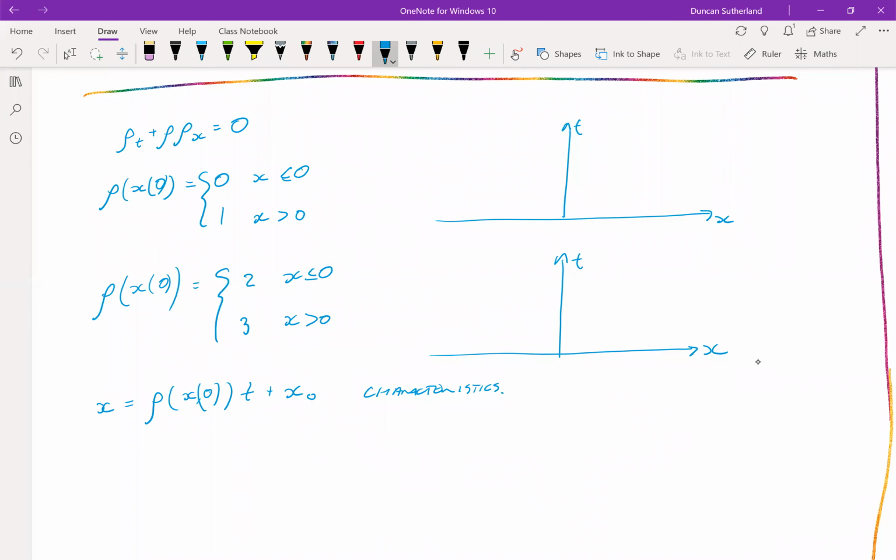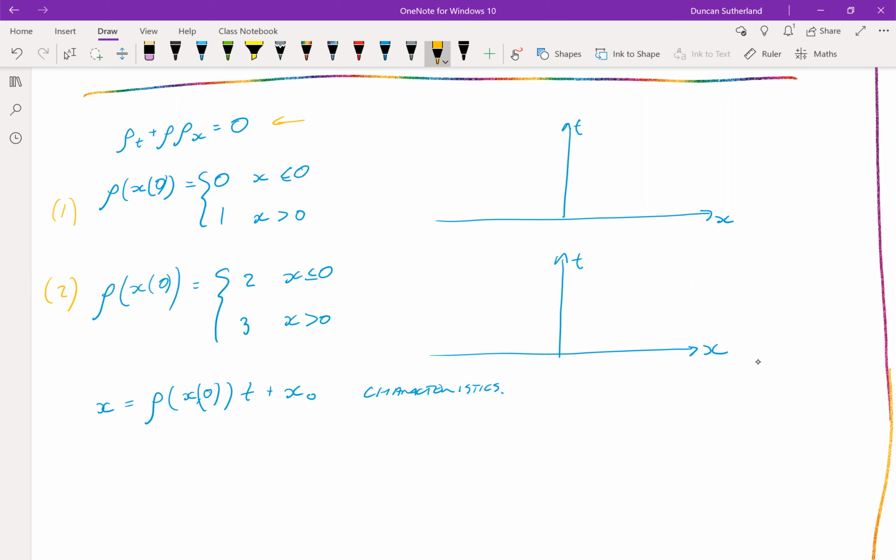All right, so this is continuing the example from the previous video. We've got the inviscid Burgers equation. We've got two different initial conditions. Right, and I've changed my notation very slightly.